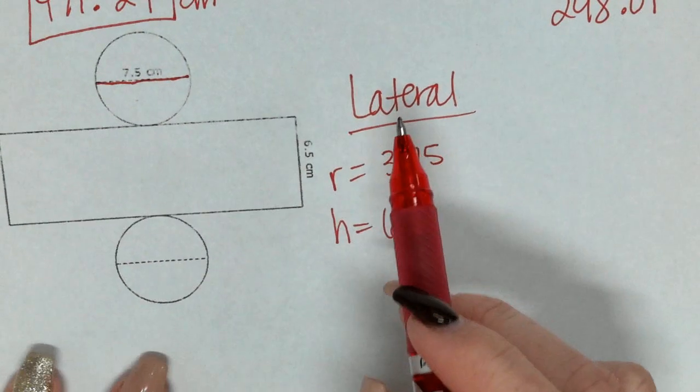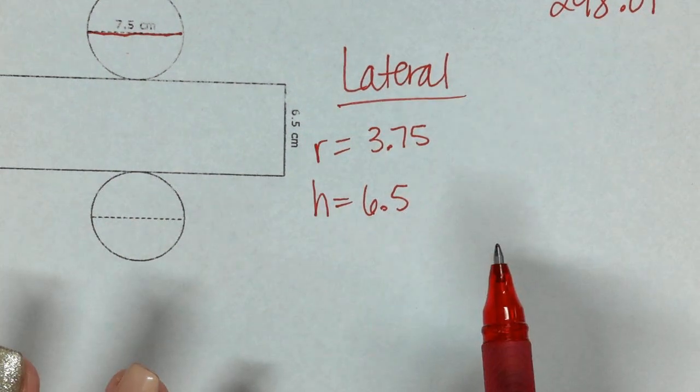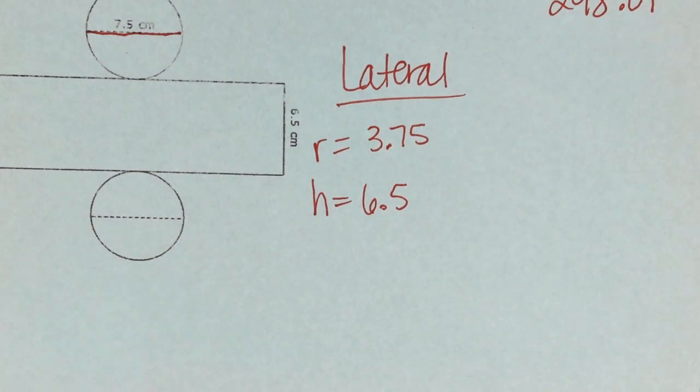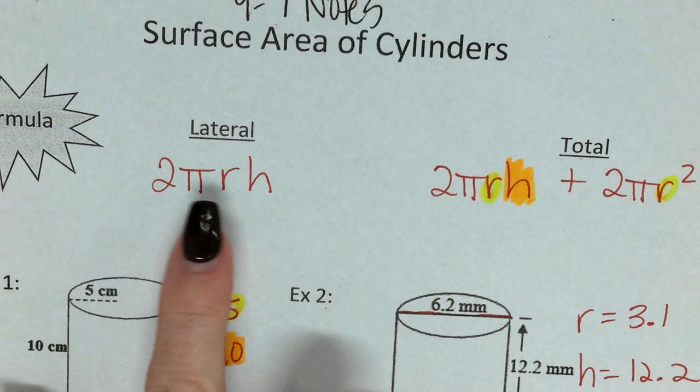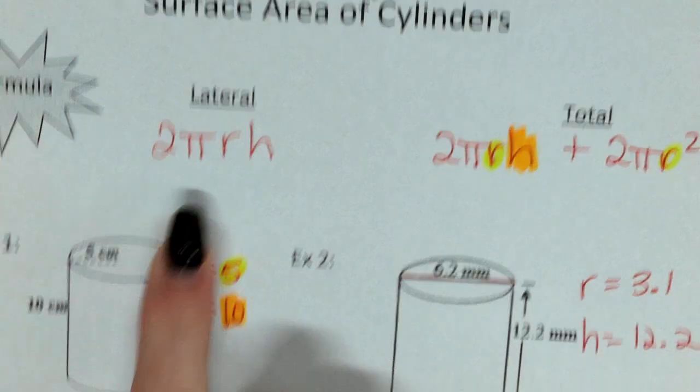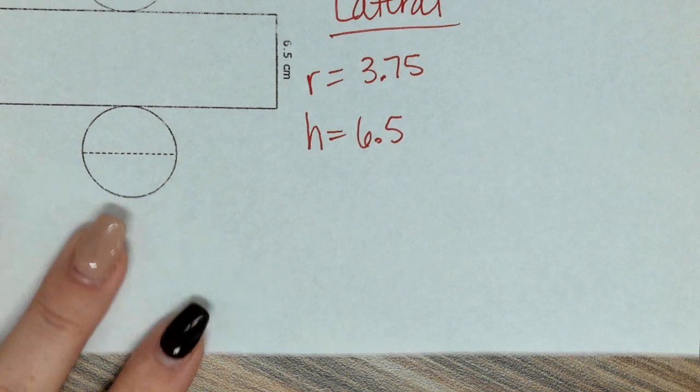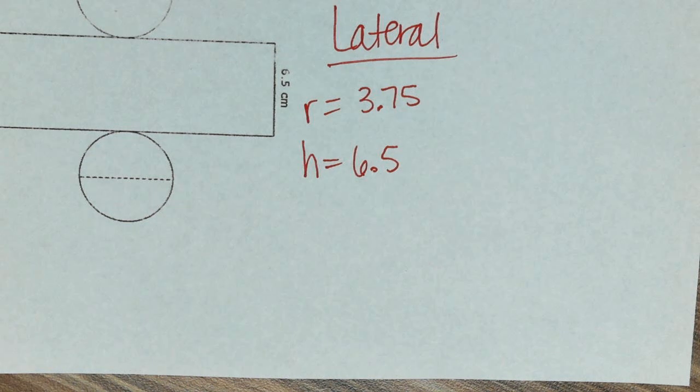All right, now I want you to do lateral surface area. So write the formula down, fill it in, and get your answer. Go. Lateral surface area, so we're using this formula. Write it down. It's at the top of your paper.